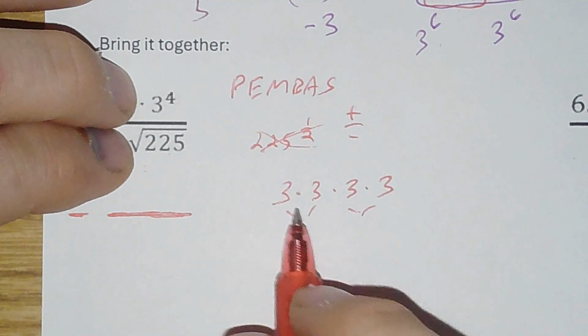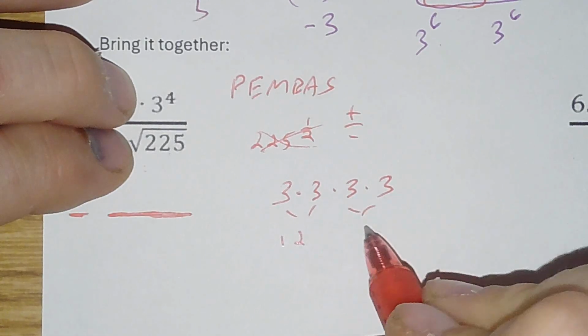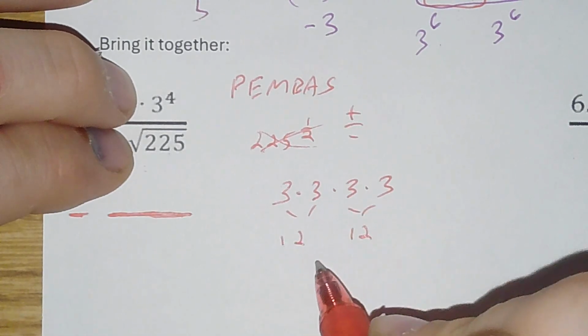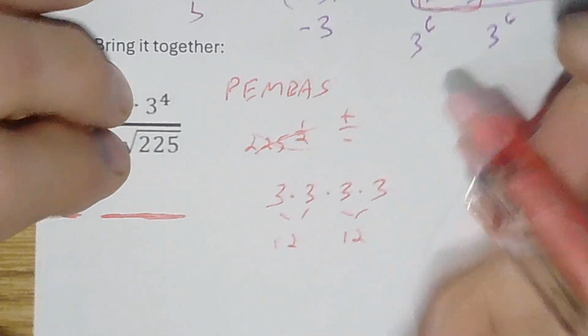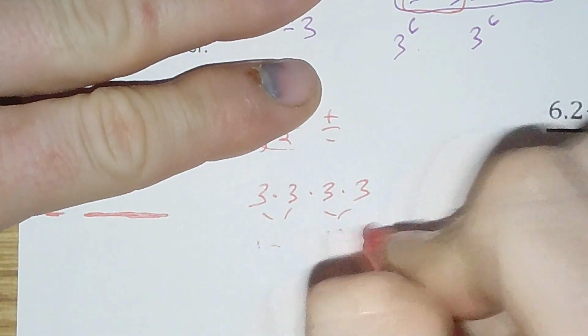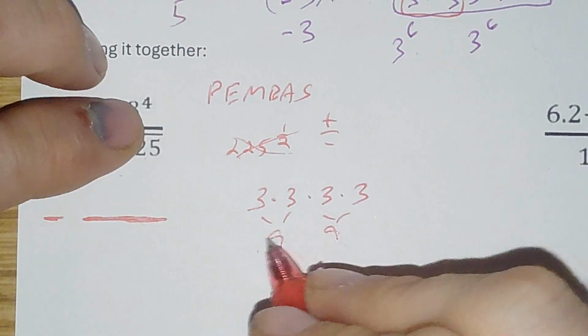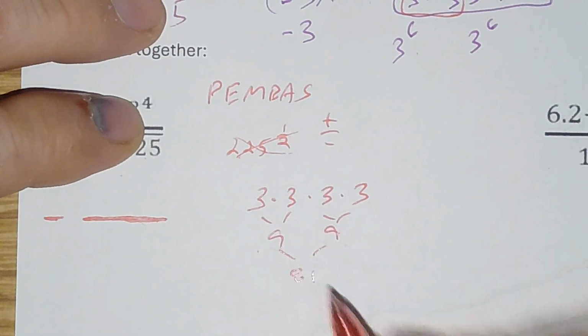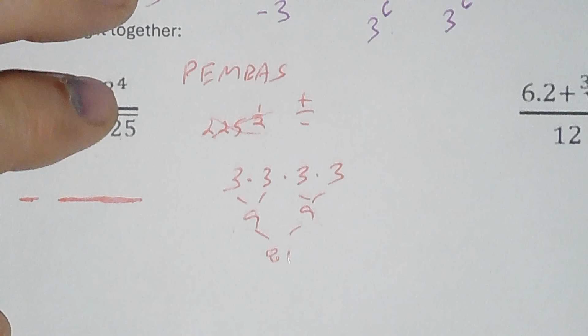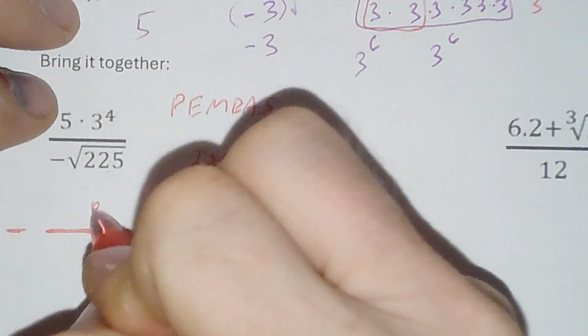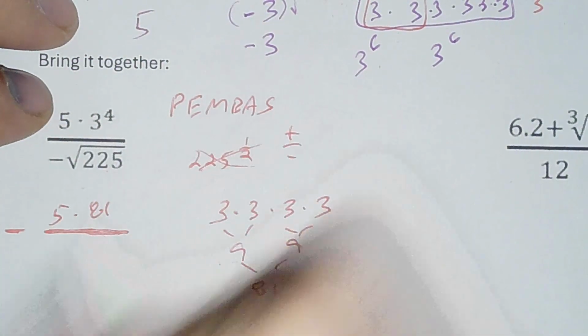Okay, so we got this 3 times 3 is 12. This 3 times this 3 is 12. 12 times 12. Oh, I didn't do that. It's not 12. What am I thinking? All right, this is 9 and 9. 9 times 9 is going to be 81. Okay, so there you go. This is 81, and then we have 5 up there still too.